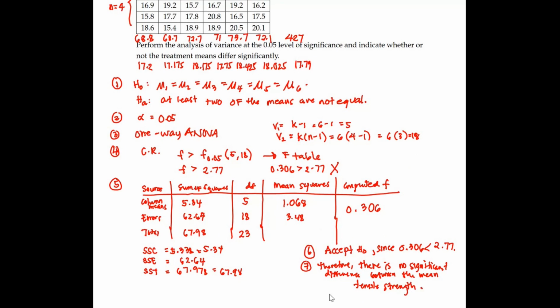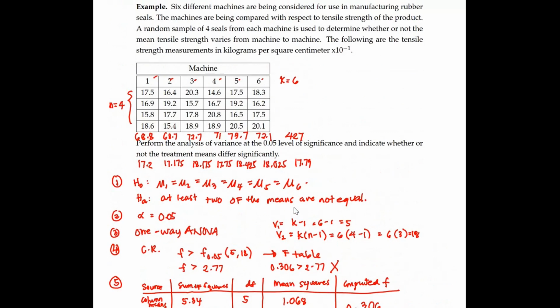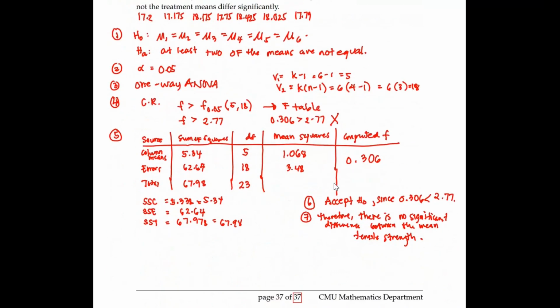Since we accepted the null hypothesis, we will not proceed with DMRT to identify which means are significantly different or not significantly different, since we concluded that there is no significant difference between the mean tensile strength of the machines. Okay, that's all.